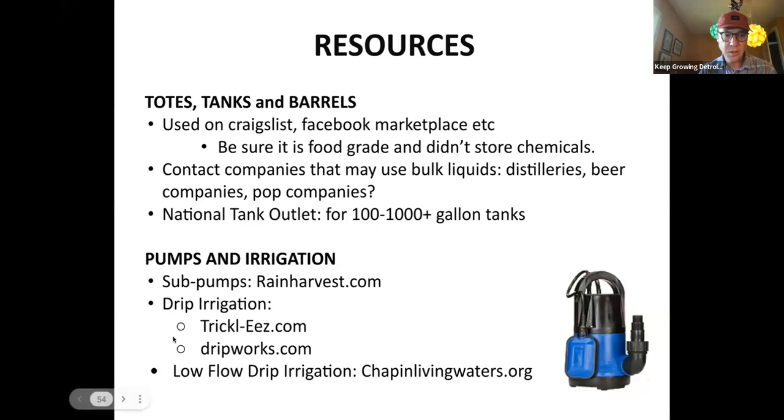And then we were talking about drip irrigation. If you're interested in checking out more drip options, check out Trickle Ease, with this funny spelling, T-R-I-C-K-L-E-E-Z, their website, or also Dripworks. They both have lots of different options, and they both have kits for small scale. And then low flow drip irrigation, we mentioned before, but here's the website, Chapin Living Waters. I guess, Naja, if you wouldn't mind typing those websites in the chat so people can access them a little more easily.